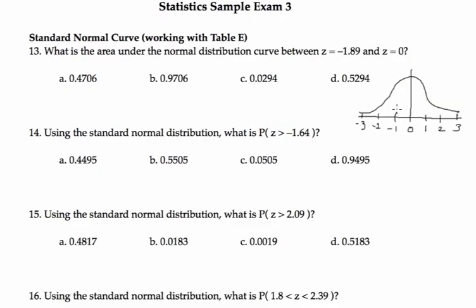The area under the curve between a z-score of negative 1.89 and a z-score of 0 would be this area. You look up these two z-scores and find their probabilities. And subtract them.